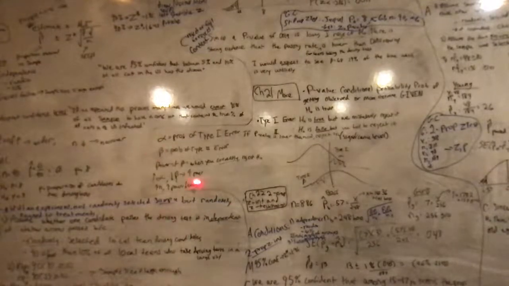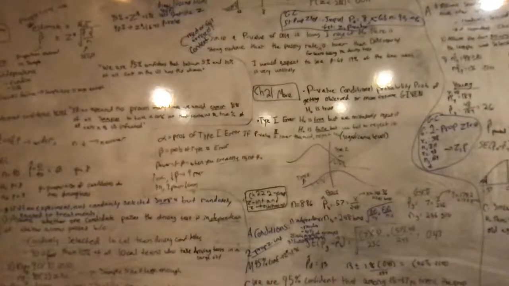So when alpha increases, you can look at this picture here. When alpha increases, beta decreases. And when beta decreases, power increases. But to reduce all the errors and to increase power, you can increase the sample size. So that's why increasing sample size is good.